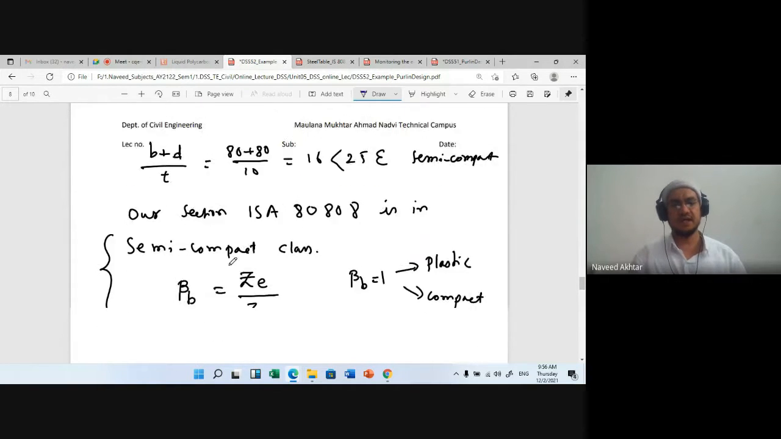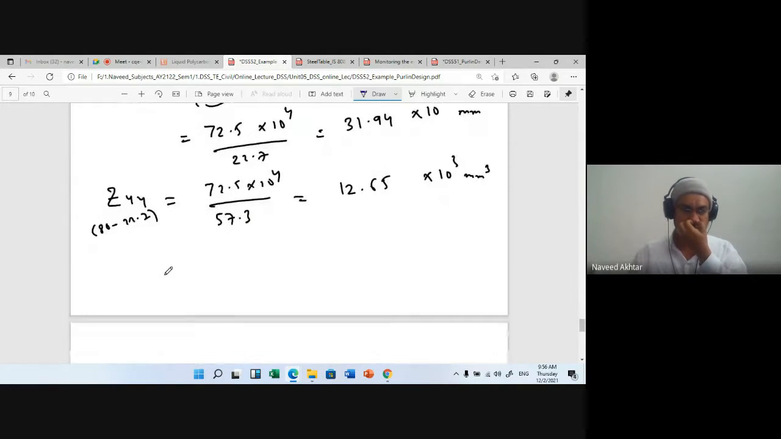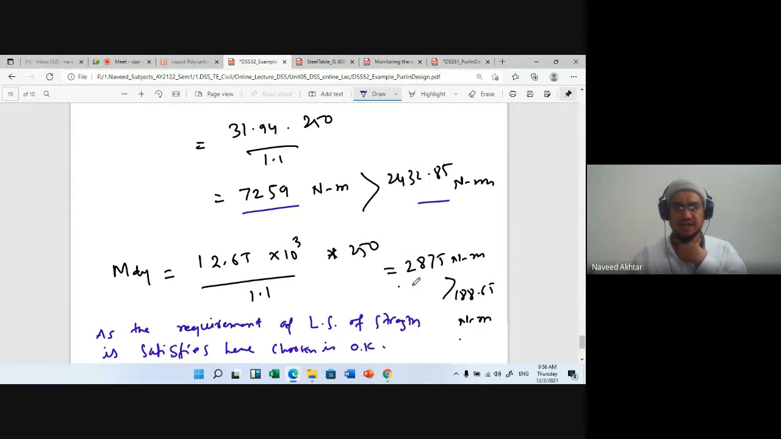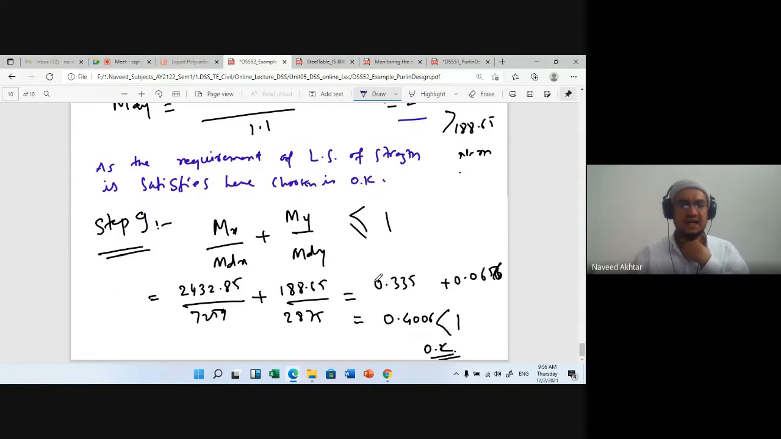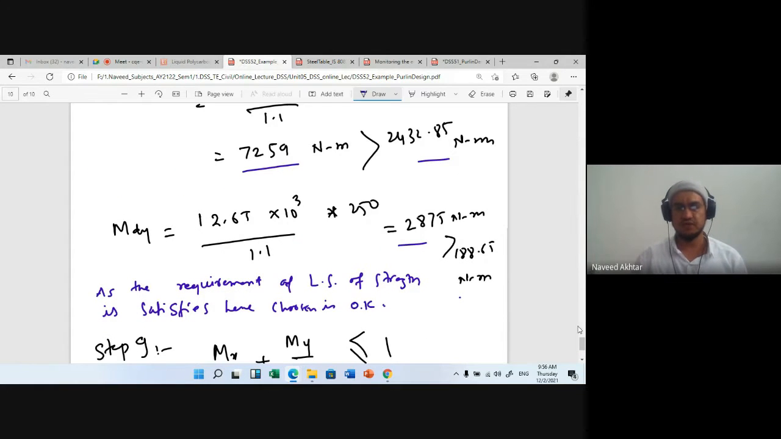design moment, and your design moment must be greater than the moment in x direction. Design moment in the y direction must be greater than the moment in y direction, and then in the interaction equation, the strength check. If this is less than 1, then you can say that our design or selected section is okay. So this is all about the design of purlin, design of angle purlin.